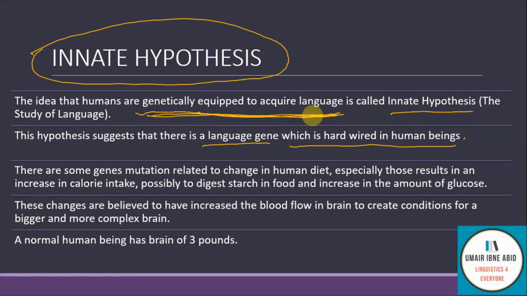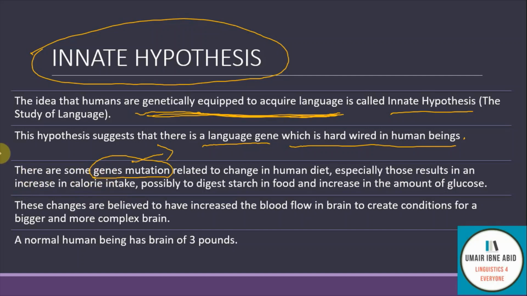By birth they have this ability that they can produce such speech. And there are some gene mutations, and you know what gene mutations are? When there is an alteration or change in a gene. Some gene mutations are related to change in human diet, that whenever there is an alteration or mutation in a particular gene, human diets change, especially those that result in an increase in calorie intake.